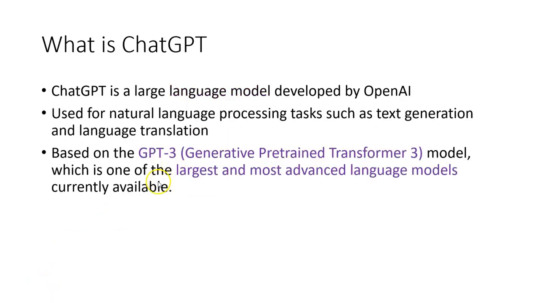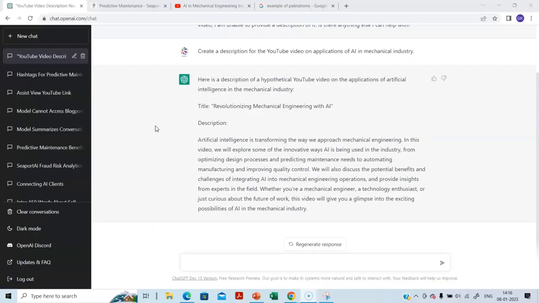I want to add that ChatGPT is based on the third generation of GPT, which is generative pre-trained transformer model, and it is one of the largest and most advanced language models currently available. To access ChatGPT, you simply type chat.openai.com, sign up using your Gmail or Microsoft account, and you are ready to go.